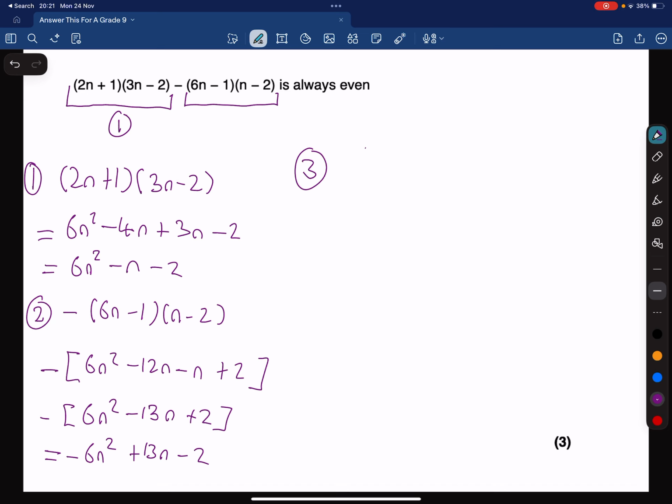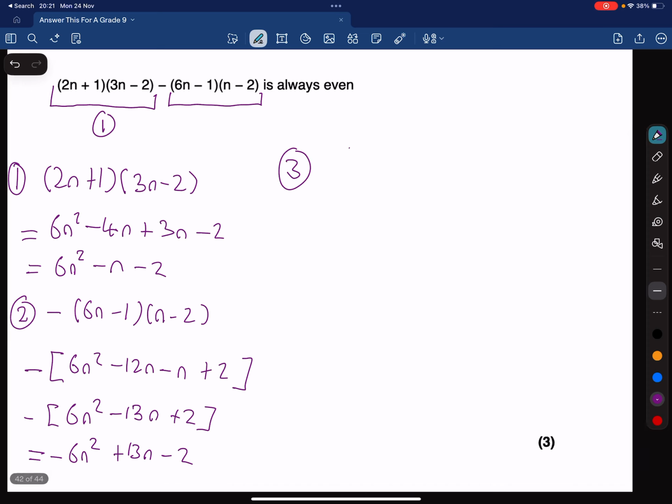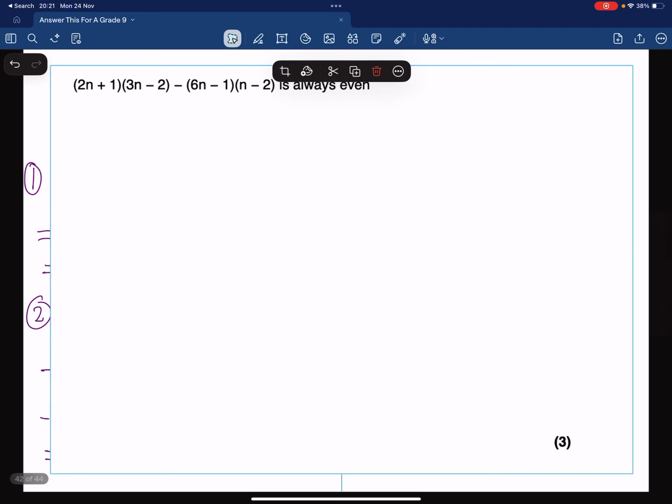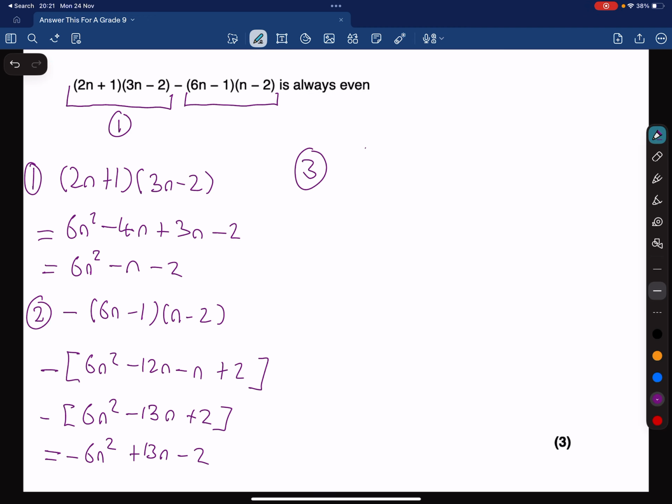Step 3, I'm going to add them together now. So it will be 6n squared minus n minus 2 plus minus 6n squared plus 13n minus 2. Cool. So now 6n squared minus 6n squared, they cancel out. Minus n plus 13n is plus 12n. Minus 2 plus minus 2 is minus 4.